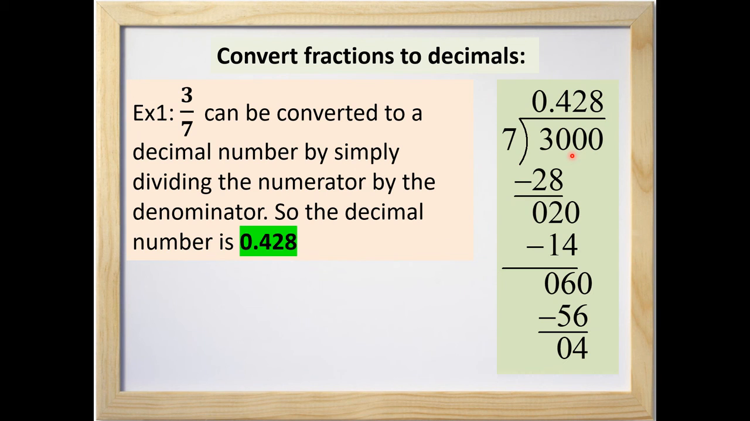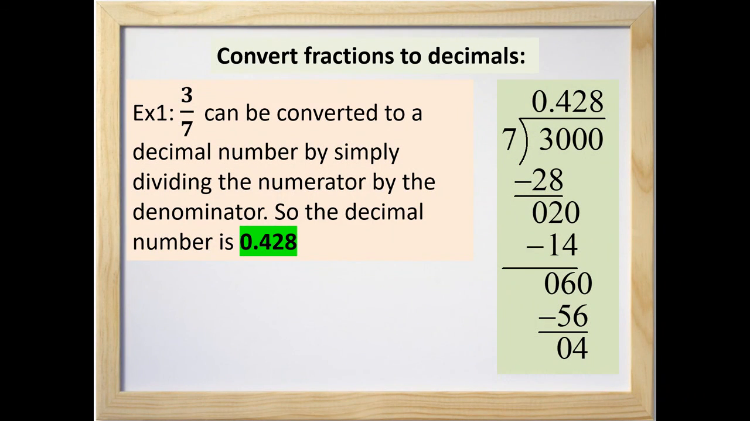Now, children, 3 will become 30. Okay, so 7 will go in 30. How many times? 4 times. So 7 fours are 28. When we subtract 28 from 30, we get 2. Understood, children? Then let us add one more.